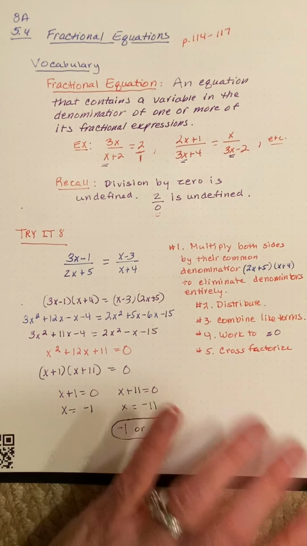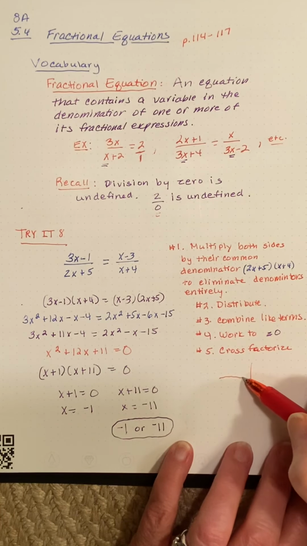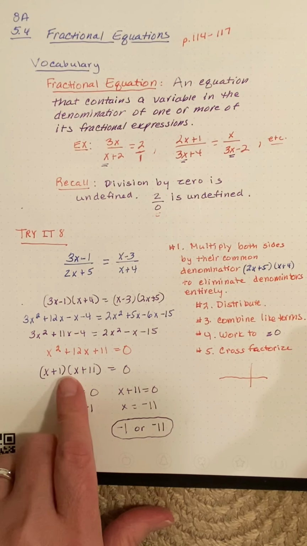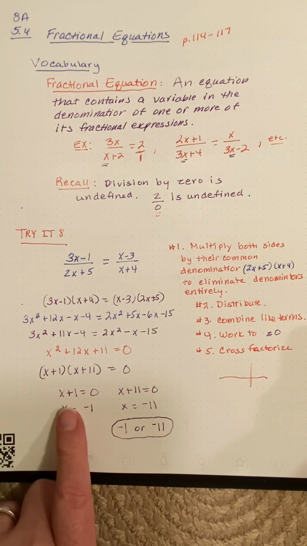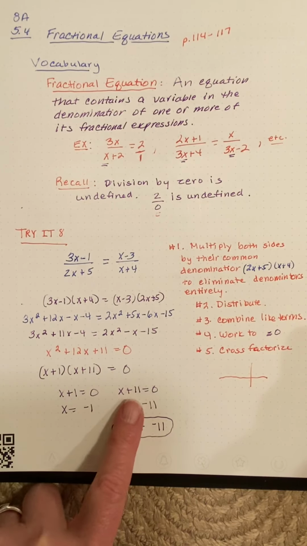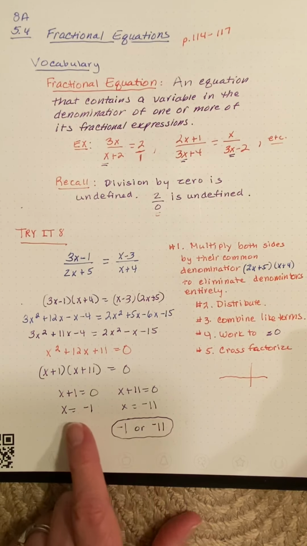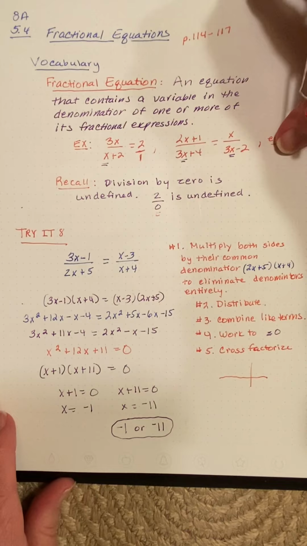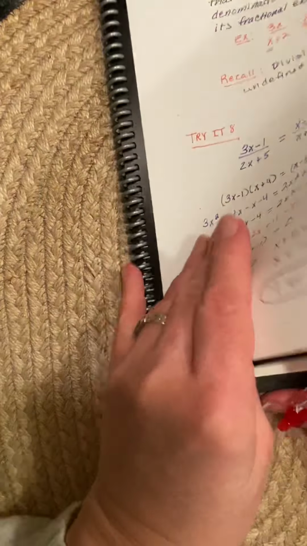At this point, and I don't do it on my paper, but I do the cross factorization of this, and I end up with x plus 1 times x plus 11 equals 0. Now I work each to 0. So x plus 1 is 0, x plus 11 is 0, therefore x is negative 1 or negative 11. And those would be my choices for answers in this particular fractional expression.